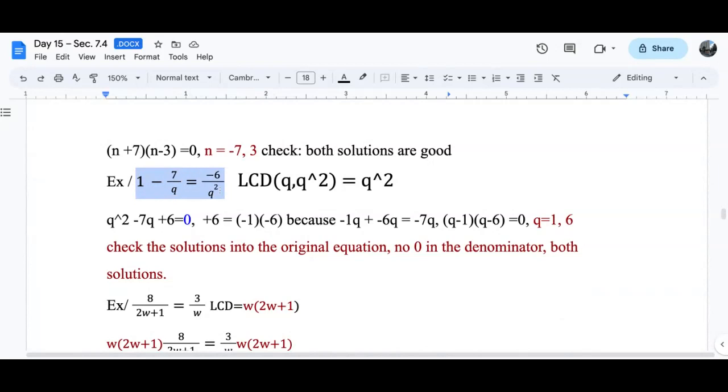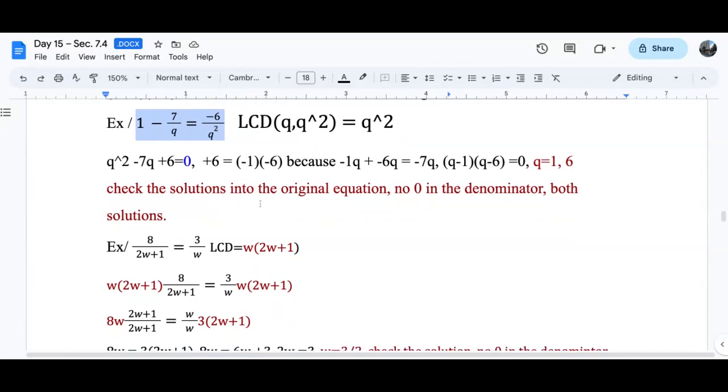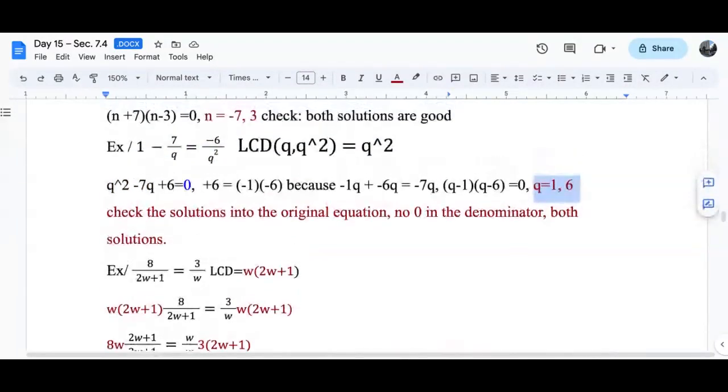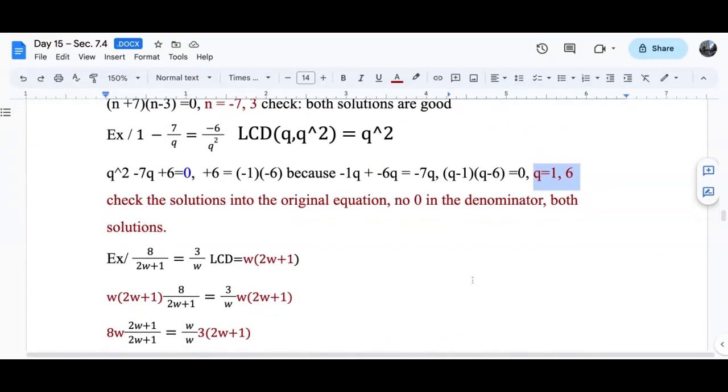This one is similar, right? All we have to do is figure out the LCD, it's Q squared. We will multiply Q squared on both sides. Then we get this quadratic equation. Solve the quadratic equation, we get Q equals 1 and 6. Check the solution in the original equation. It doesn't cause 0 in the denominator, so both solutions are good.